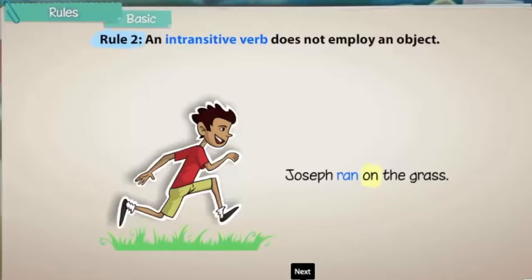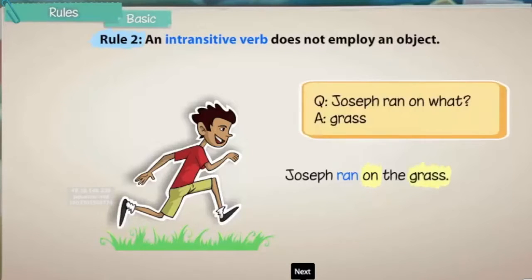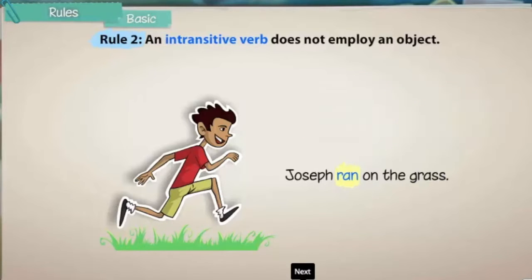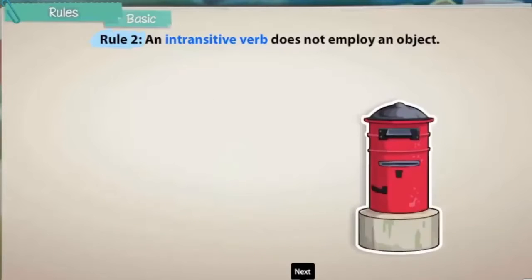Joseph ran on the grass. Joseph ran on what? Grass. So here, grass. Joseph ran what? No answer. So, ran is an intransitive verb.